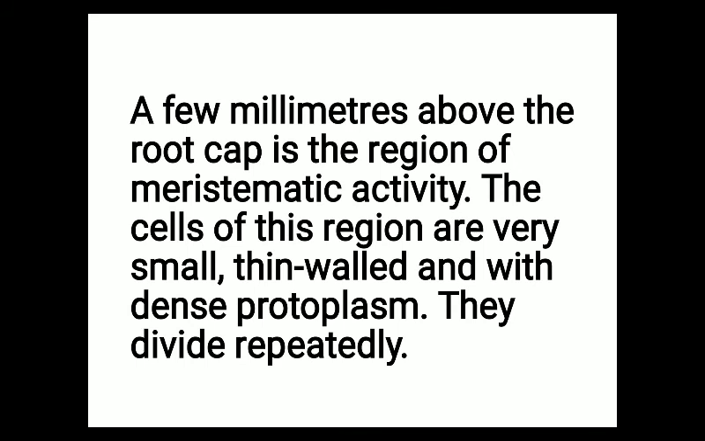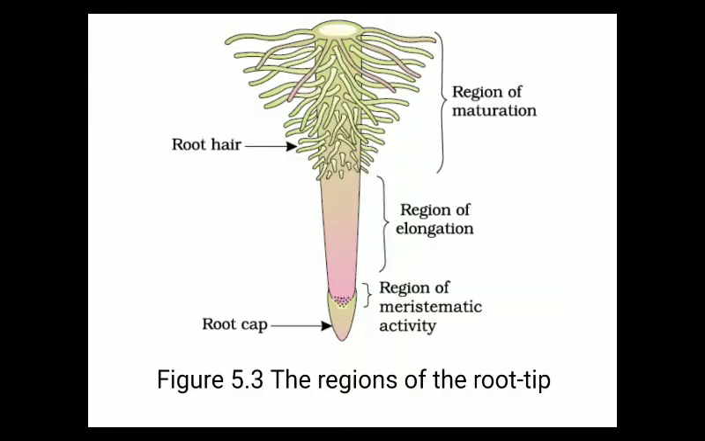And what is the speciality of the cells and tissue which are present in the region of meristematic activity? The cells of this region are very small. So this is the first point. They are thin walled and with dense protoplasm, and they divide repeatedly. So these are the characteristic features of the cells present in the region of meristematic activity.